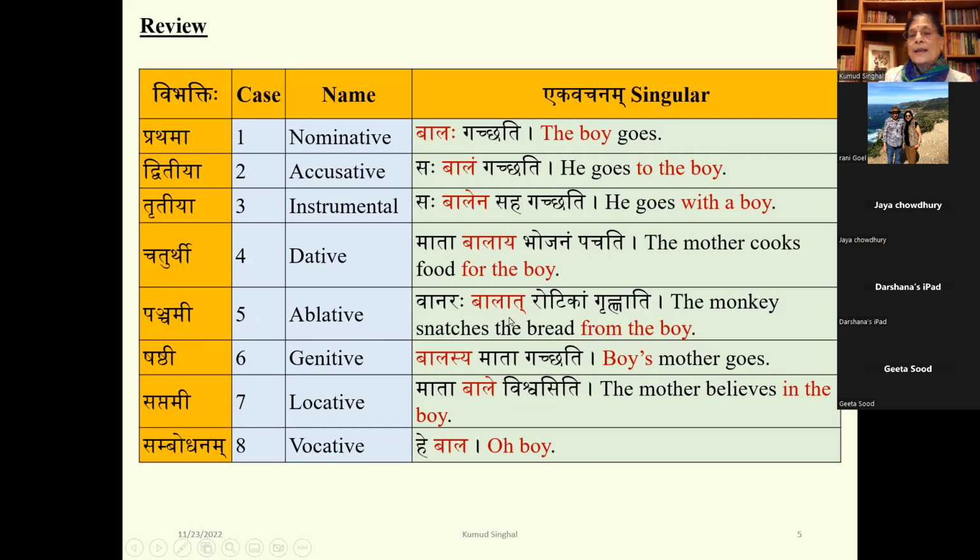Vanaraha balat rotikam grahanati. Grahanati means snatches. And rotika is the bread, and this is in Dutiya Vibhakti Ekavachana. You notice here how ha and ra are written. This is a conjunct consonant.